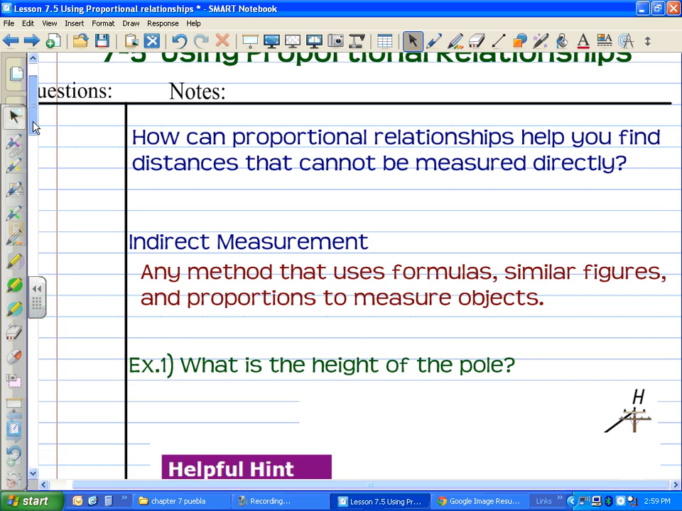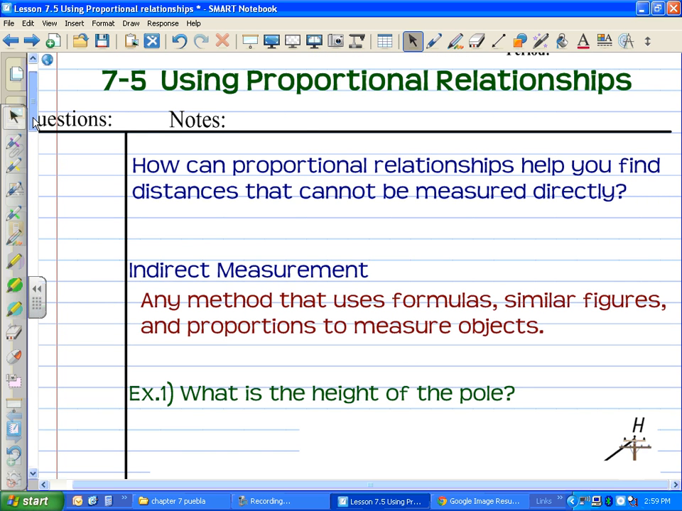Well, what would be a good example? What if I asked you to find the height of a pole, or the height of a tree, or the height of a building? How would you do it?